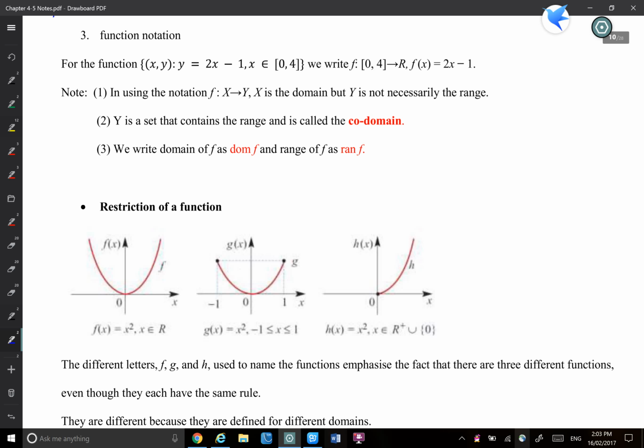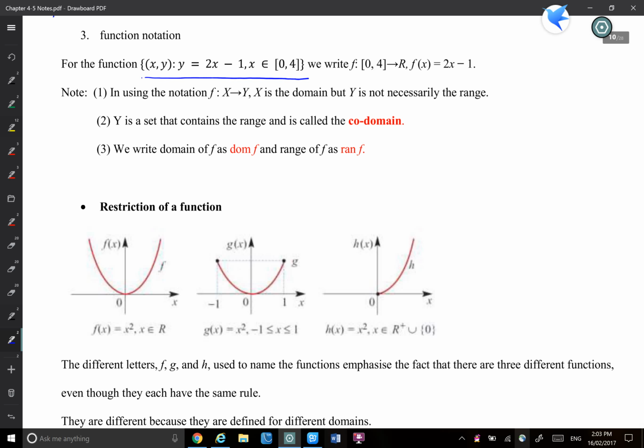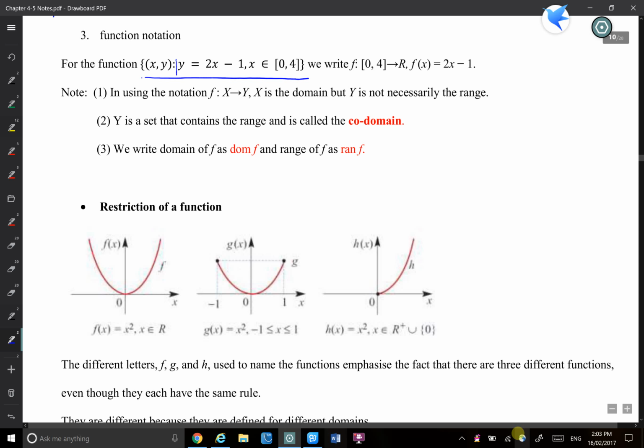For the function (x, y), let's look at this one. This is a set notation, right? This is a set. So we have a collection of ordered pairs (x, y), where y equals 2x minus 1, which is the rule. And then x belongs to 0 to 4, which is the domain.